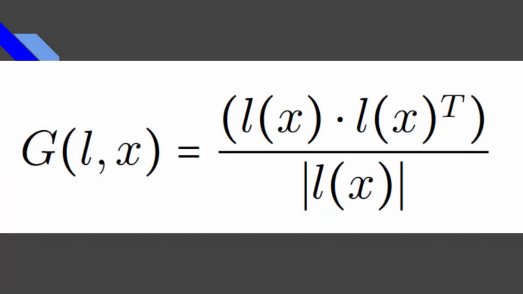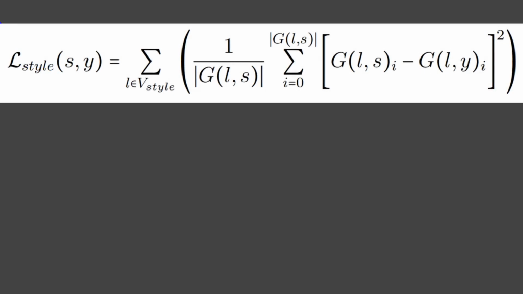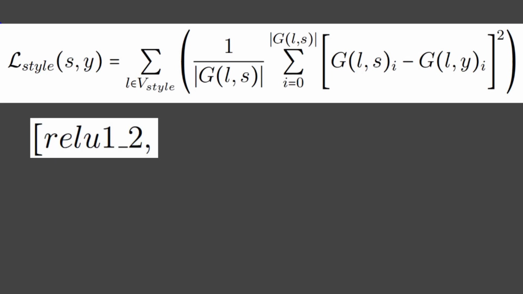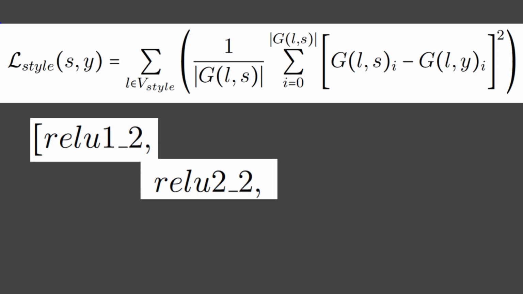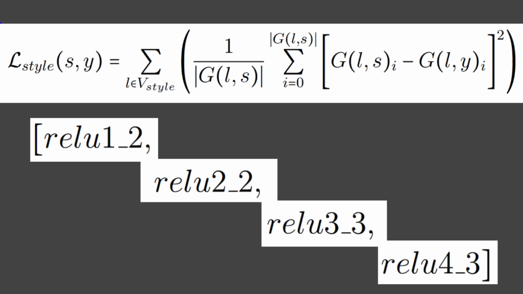Here is the definition of the gram matrix calculation used in FAV, where L is a layer of VGG, L of X is a post-activation feature matrix flattened into two dimensions, and magnitude L of X is its size, i.e. the product of its dimensions. X is used here because we calculate the gram matrix of both Y and S. Here is the definition of style loss. Different from content loss, this time FAV uses several layers of VGG16, ReLU12, ReLU22, ReLU33, and ReLU43.